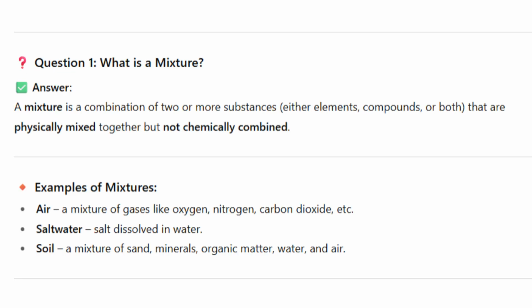Question 1. What is a mixture? A mixture is a combination of two or more substances, either elements, compounds, or both, that are physically mixed together but not chemically combined. Examples of mixtures. Air, a mixture of gases like oxygen, nitrogen, carbon dioxide, etc. Salt water. Salt dissolved in water. Soil, a mixture of sand, minerals, organic matter, water, and air.